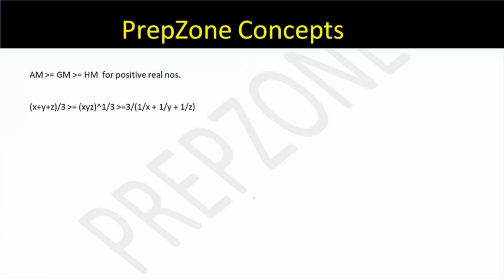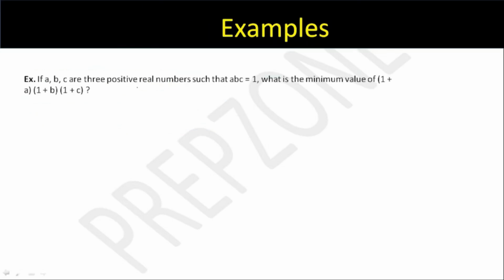Let's revise the concept a little. AM, GM, HM for positive real numbers. 3 numbers are x, y, z. This is the AM, this is the GM and this is the HM. Whenever you see reciprocal, that's a hint that the HM concept is getting applied. Number of terms upon 1 by x plus 1 by y plus 1 by z. We've already done all this. Such a question should not take you more than 5 seconds. And whenever you see symmetry in the questions, you know what to do.